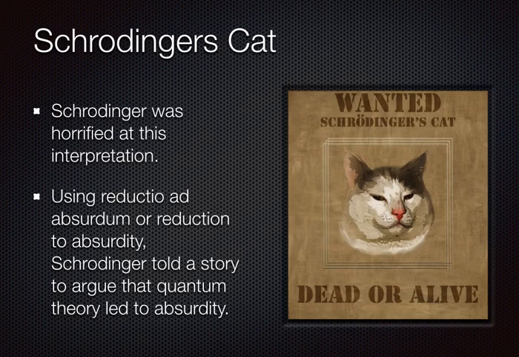Using reductio ad absurdum, which is a classic philosophy logic thing, which means reduction to absurdity, Schrödinger told a story to argue that quantum theory led to absurdity. So Schrödinger was already pissed because the whole reason why he got into this was to stop jumping, remember? Turns out he didn't stop jumping. He was like, oh, why did I get involved with this?